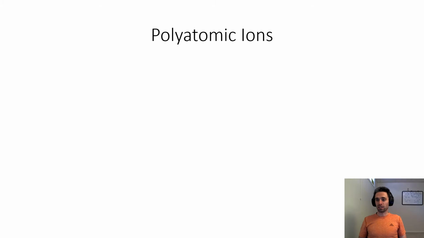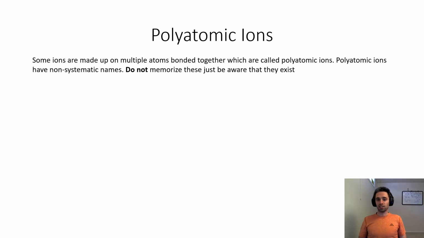Polyatomic ions. Some ions are made up of multiple atoms bonded together, which are called polyatomic ions. Poly is the word for many, and ion means it is a charged atom. Polyatomic ions have non-systematic names. Do not memorize these. Just be aware they exist.